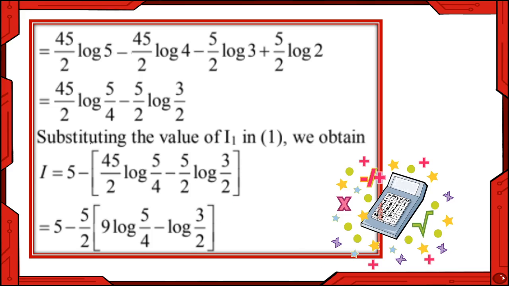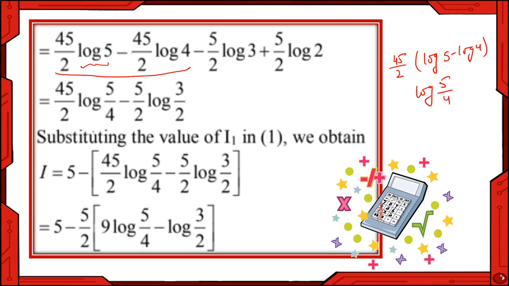After solving, we are getting this thing: 45 by 2 log 5, right? And from these two terms now, we are taking 45 by 2 common, and what will be left inside? 45 by 2 we are taking outside common. So it will be log 5 minus log 4. And here can we apply log m minus log n? Yes, we can do that. So it will be log 5 by 4. That's what we did here.